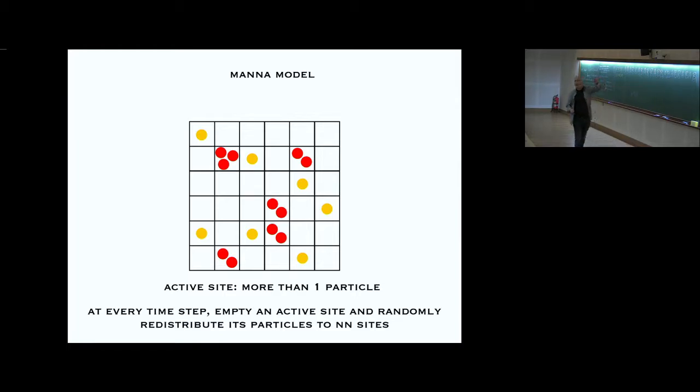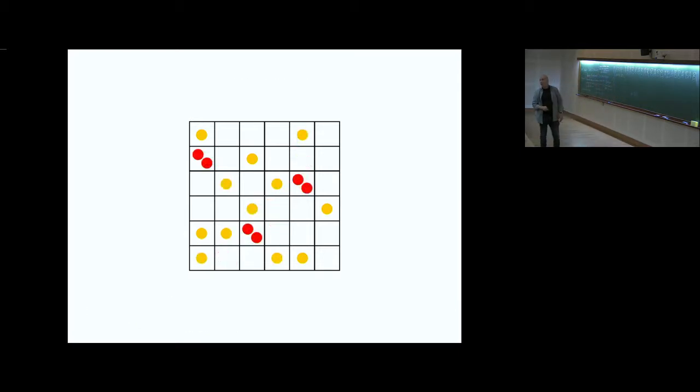All the active guys are going to do something. At every time step, I empty an active site, this box, and distribute all the particles in it left, right, up, and down at random. There are different rules that you can give for this, but that's one rule. I take everything out and spread it around to near neighbors at random. So the first step, these guys move in this fashion. There they go.